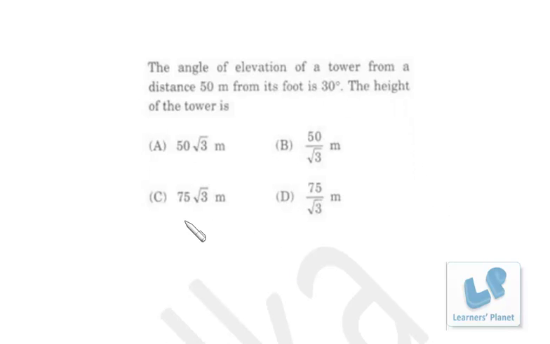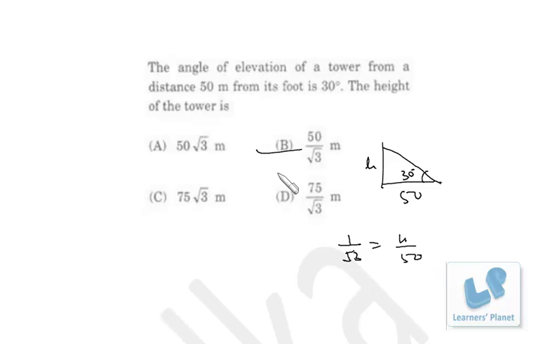Now the angle of elevation of a tower from a distance of 50 meter from its foot is 30 degree, the height of the tower. That's pretty simple. You just draw a very rough sketch, right? This angle is 30 degree, distance is 50, and we have to find the height of the tower. The relationship between these two is given by tan theta. So tan 30 degree is 1 by root 3, equal to h by 50. So h is 50 by root 3. That's it.